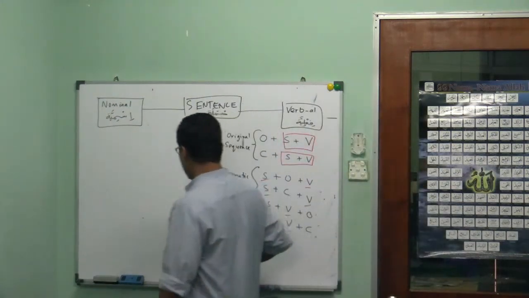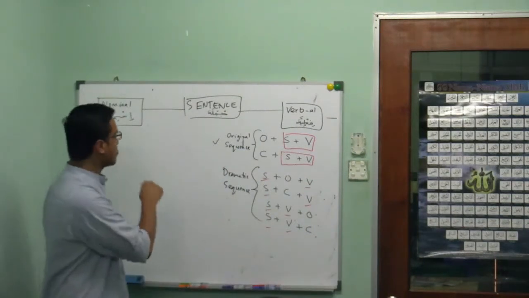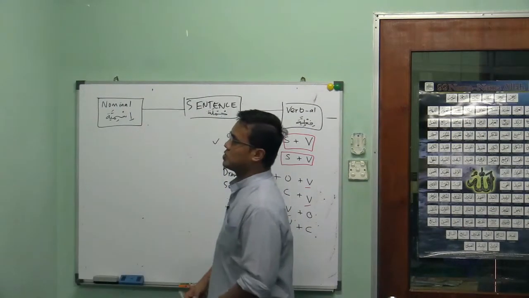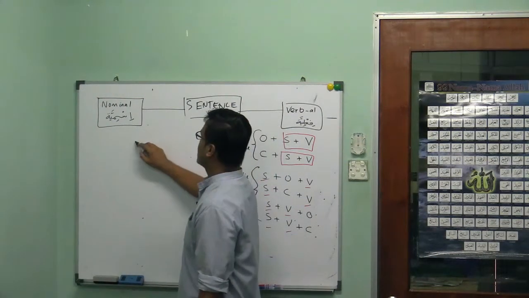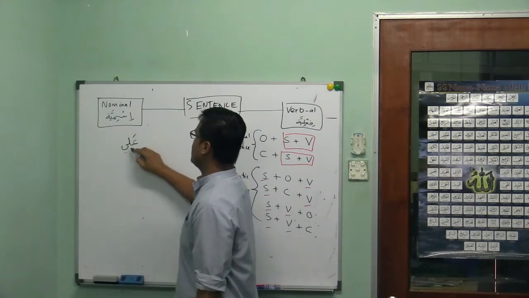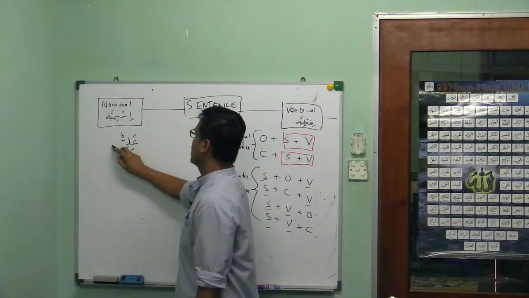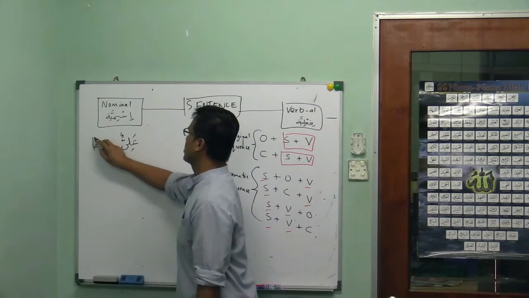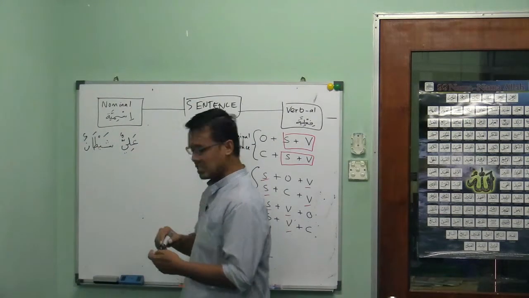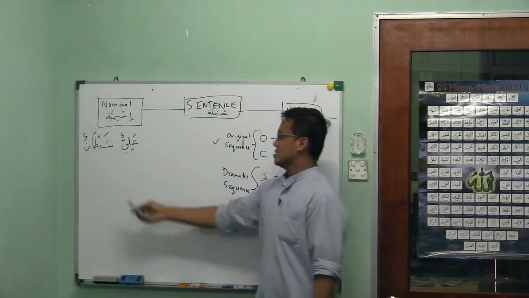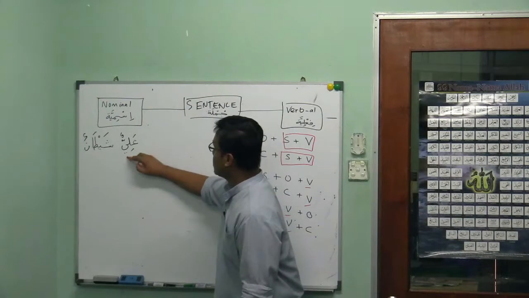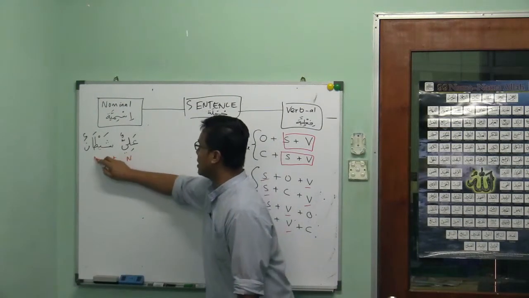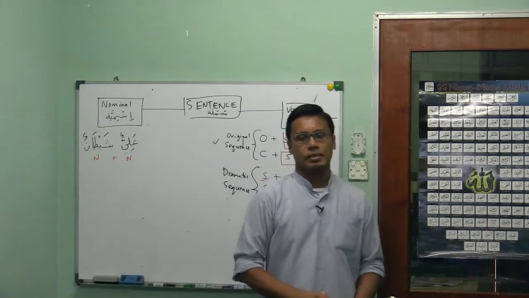When you come to a nominal sentence, it begins with a noun, for example, Aliyun Shaytanun. In terms of type of word, is it noun, verb, or particle? Noun, right? So when you have a nominal sentence, it's a noun plus a noun.